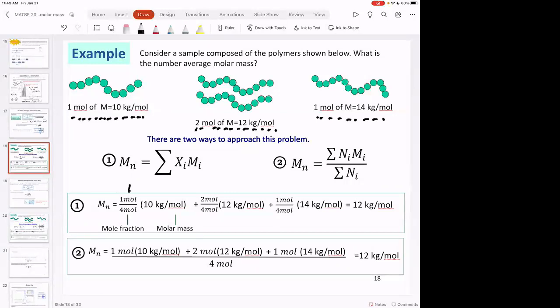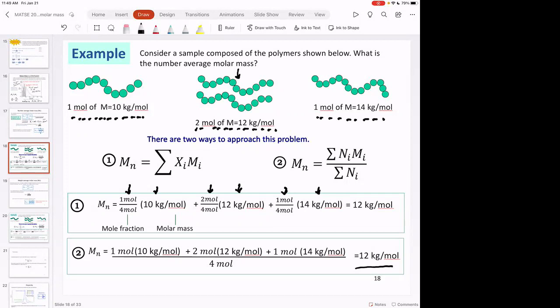Mole fraction times its molecular weight plus mole fraction times its molecular weight, mole fraction times its molecular weight. And so these equations, of course, are exactly the same because the denominator's the same in all of those terms. And so you get 12 kilograms per mole is the Mn. Now, don't get confused that the Mn is 12 kilograms per mole. It just so happens that our center chains are 12 kilograms per mole. That's just how the math came out.